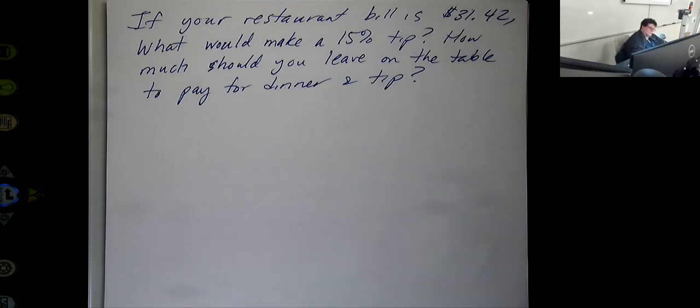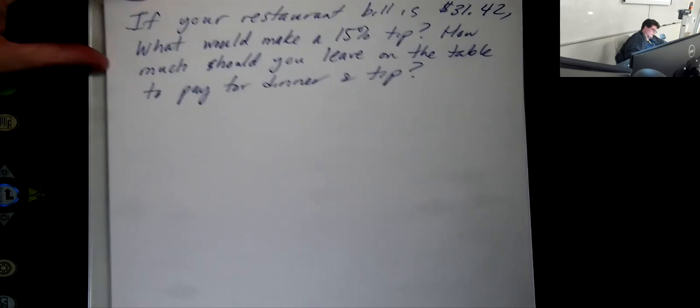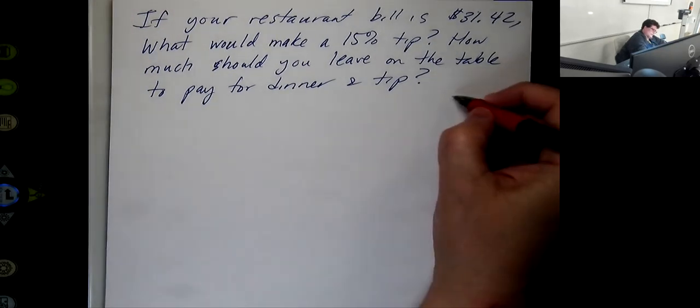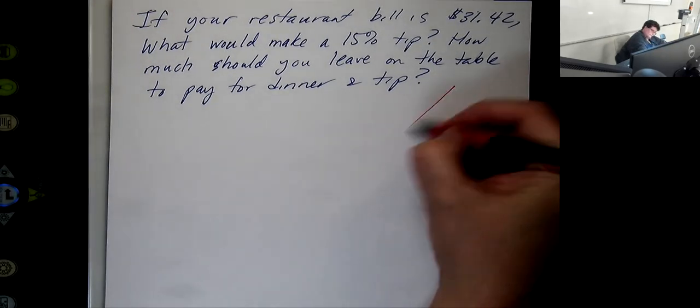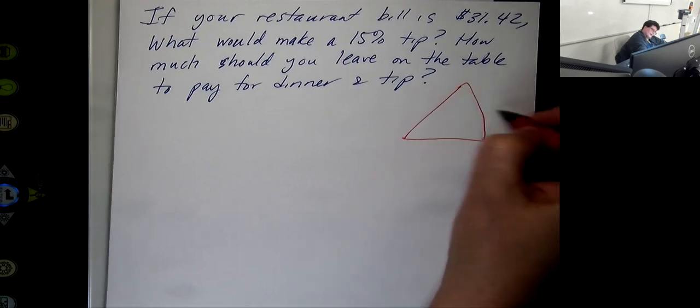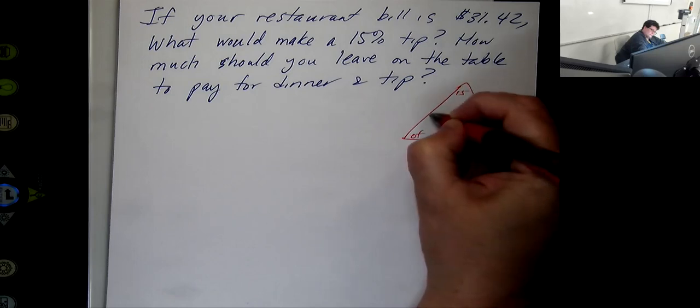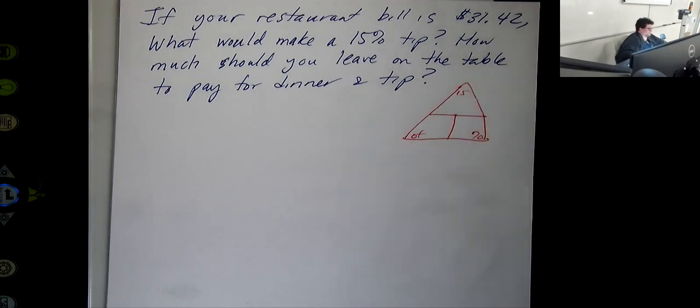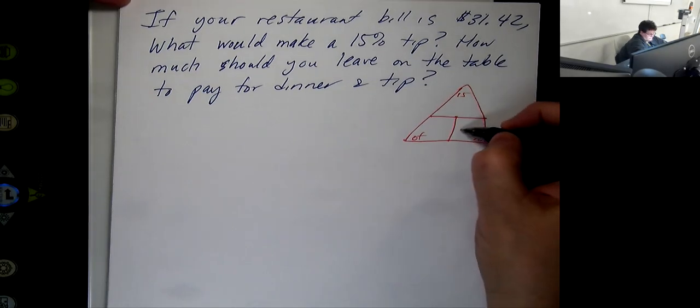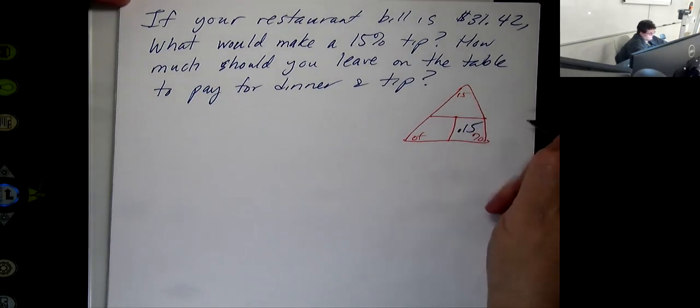All right, so what is going on here? This is a percentage problem. I've got my is, I've got my of, I've got my percent. What goes where? 50%. And then on the of, it's 31.42.